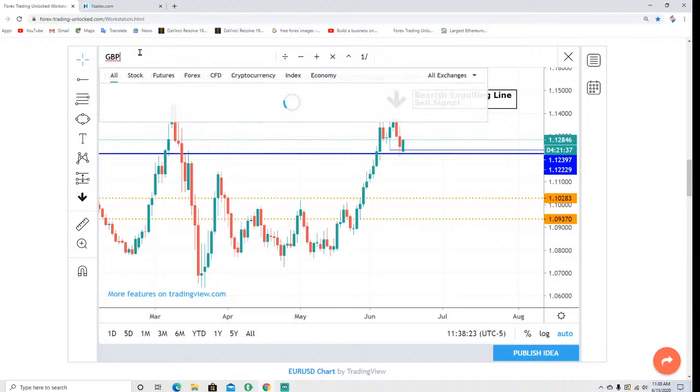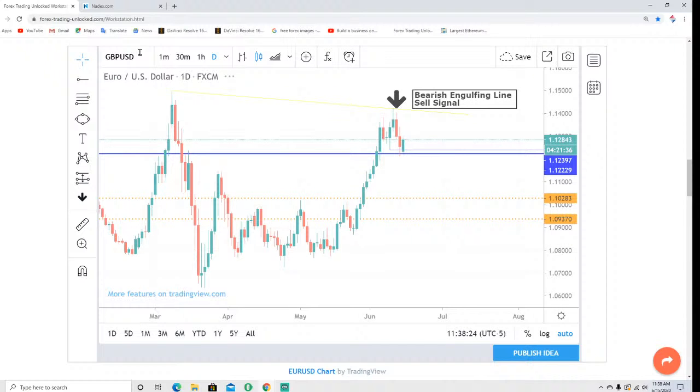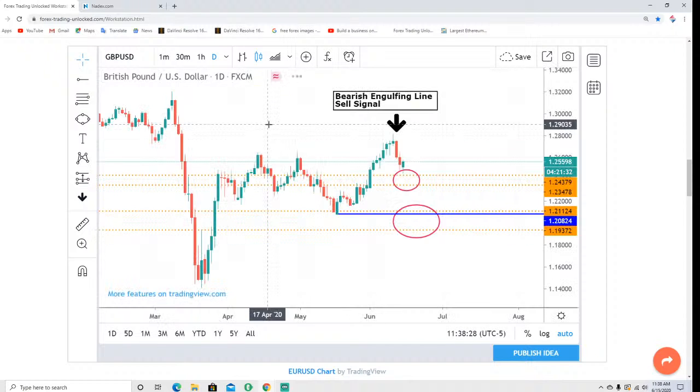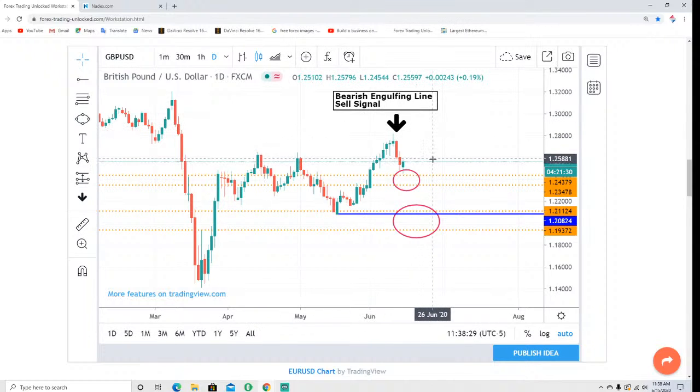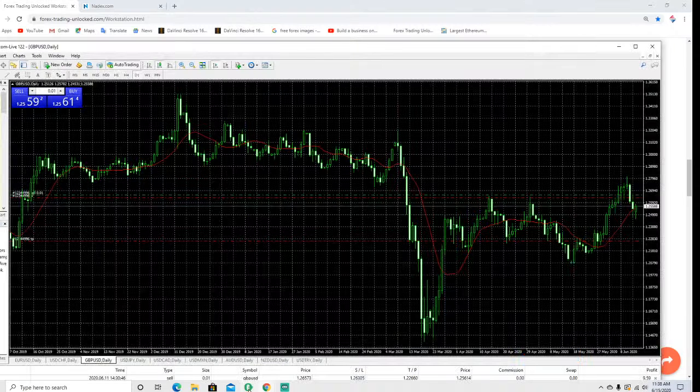Coinciding with this is a British pound US dollar bearish engulfing line sell signal as well. And now here, this is the interesting thing that we're trying to figure out for the majors. If you follow our signals, which you can get access to through forex-trading-unlocked.com, just go to our signals page. We'll cover that in a second.